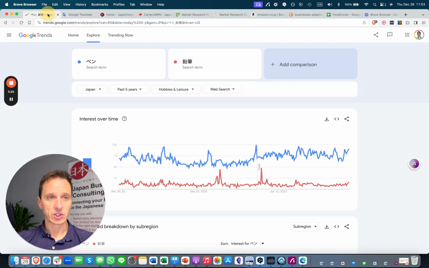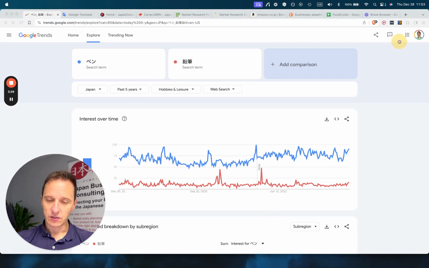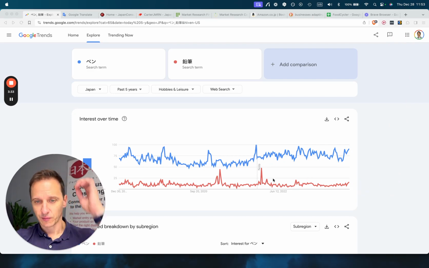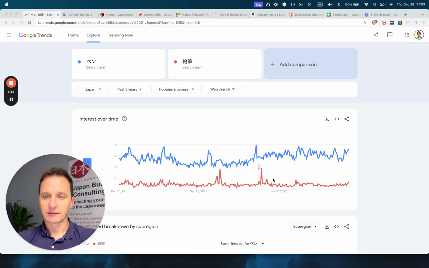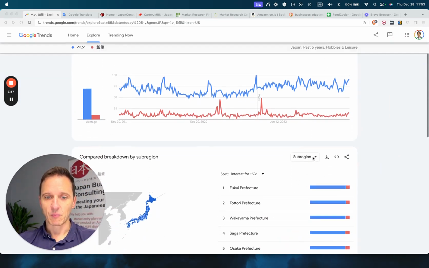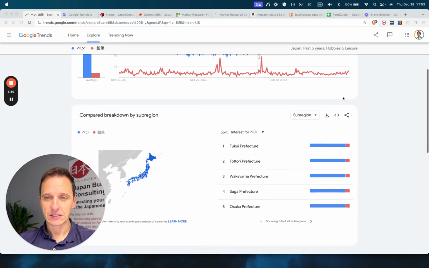Which is in Japanese enpitsu. And then you can already see, okay, the search term for pen is higher than for pencil. So it looks like there is more demand for pens than for pencil.